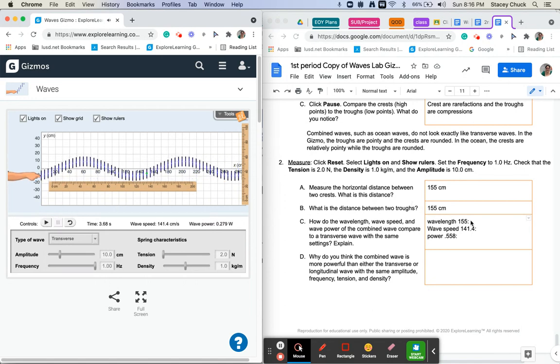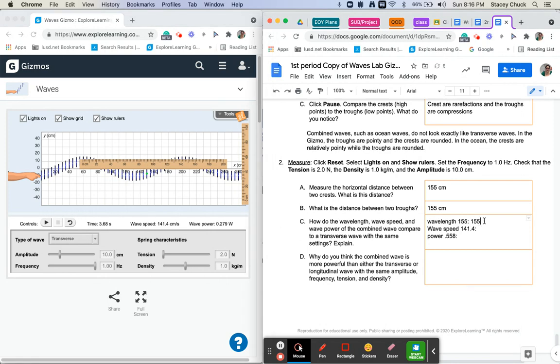Okay, pausing. So wavelength with combined was 155. Wavelength with transverse, let's see what that is. It's actually 155. Okay, so the same. Wave speed, 141.4, also the same. And wave power is actually less, 0.279. So how do they compare? Well, the wavelength and wave speed are the same, but the power is actually less for just a transverse wave, not for the combined wave. It actually has more power.